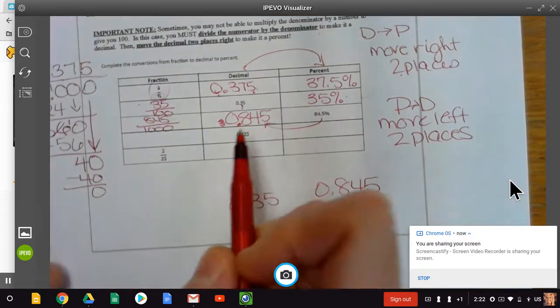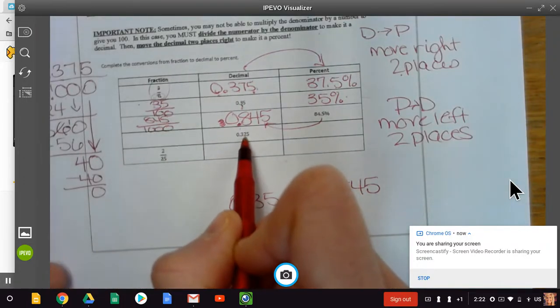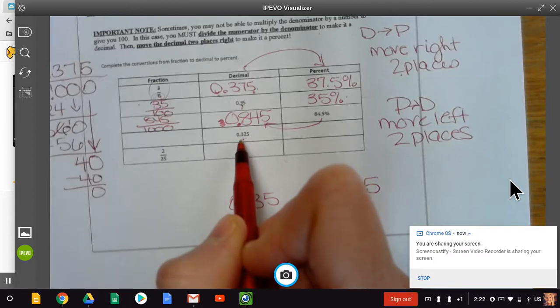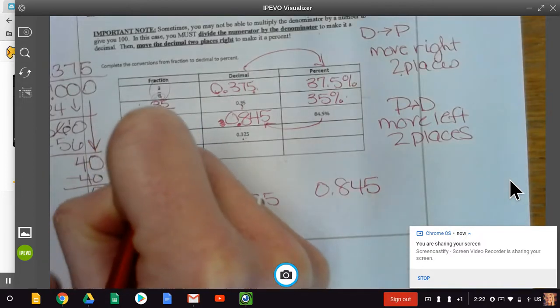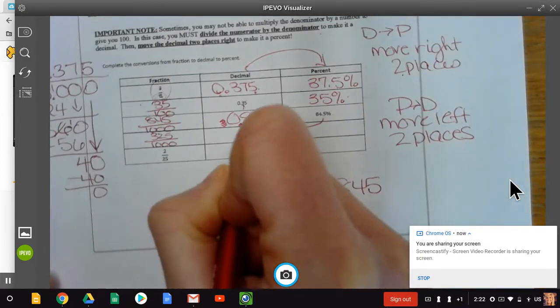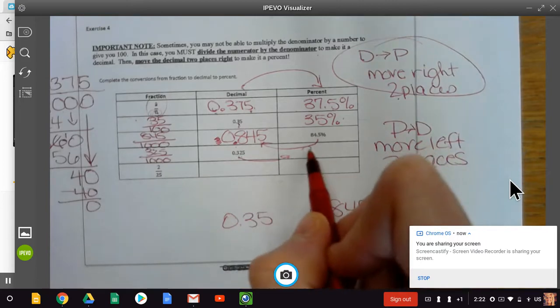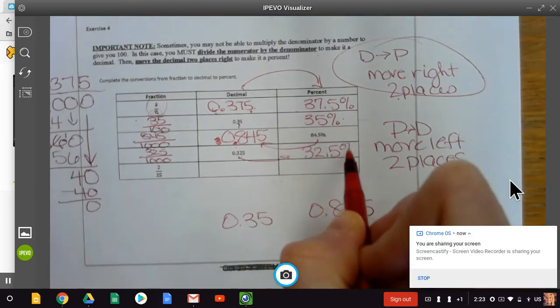Okay? Again, this one, I'm going from a decimal to a fraction. All I do is read this. 325 thousandths. That's how I write it. Now to make that a percent, we're going to move it right 2 places. So boom, boom, that gives me 32.5%.